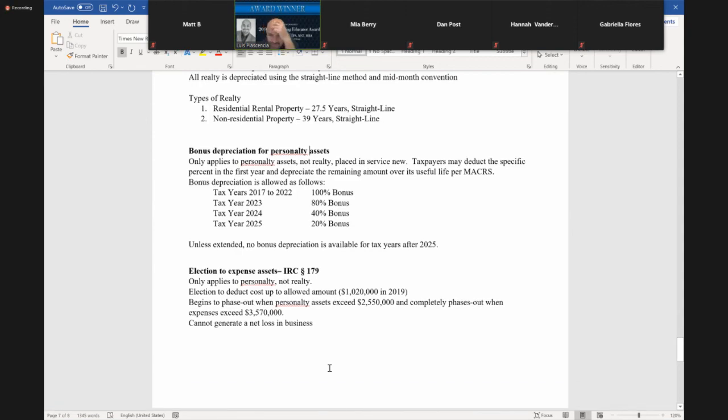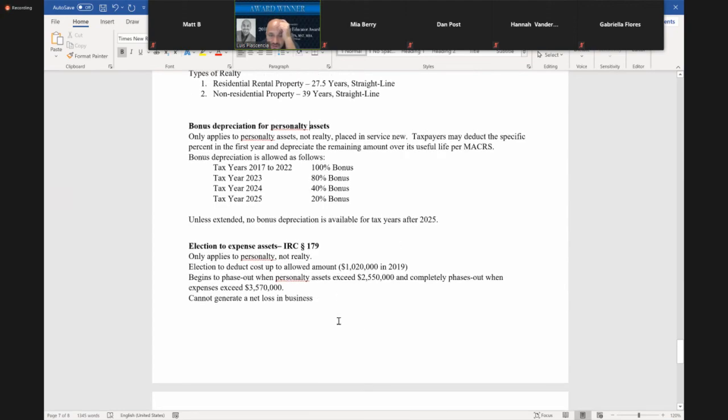Now, why is section 179 there? It's still there because there are some benefits to it. I'm going to use section 179 to find a way to get out of mid-quarter convention, and that's going to be my problem that I'm going to go over in a few minutes.